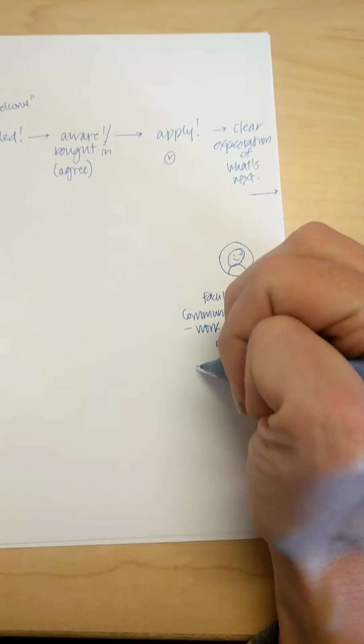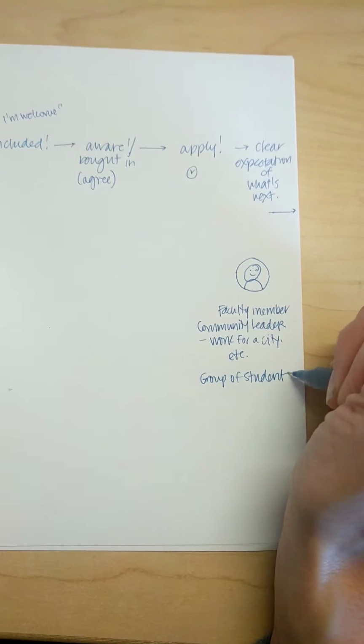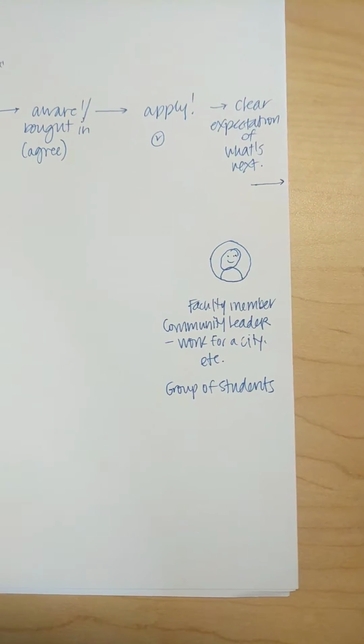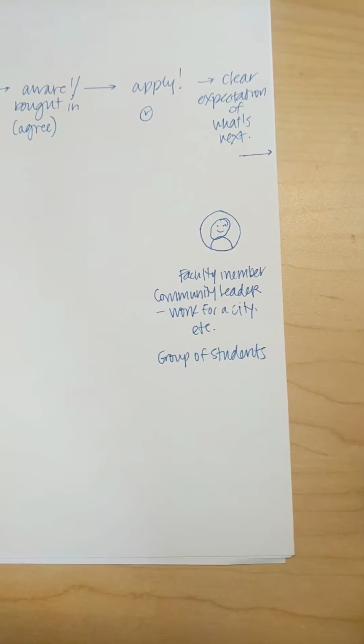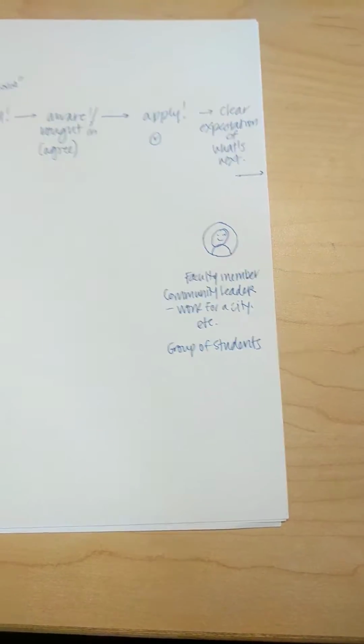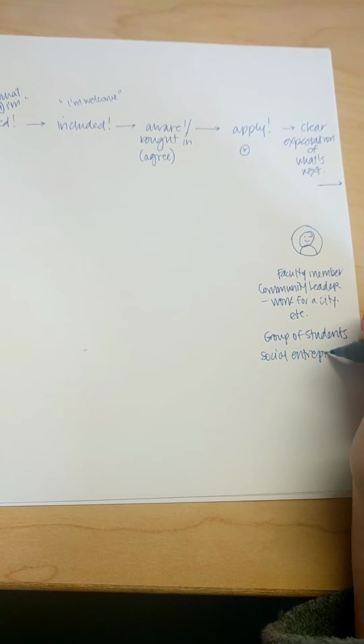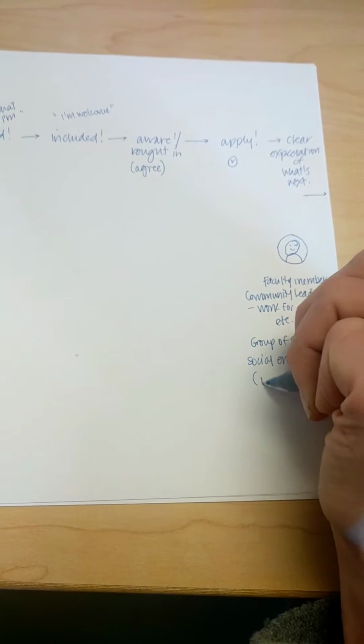Faculty member, community leader, it could be a group of students. I had some of those in my undergrad teaching courses at Grinnell College in Iowa this last February. Or maybe it could be a social entrepreneur. It could be an entrepreneur.